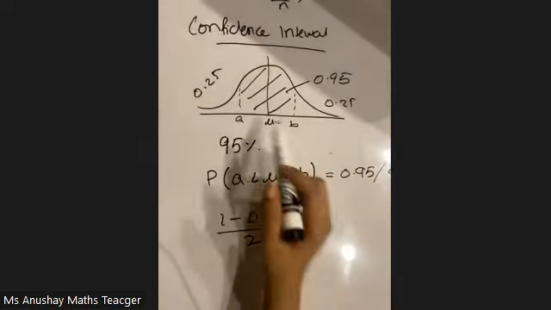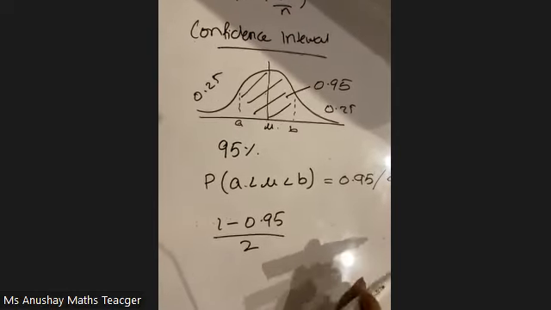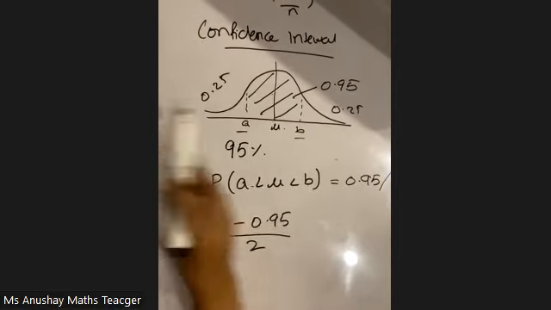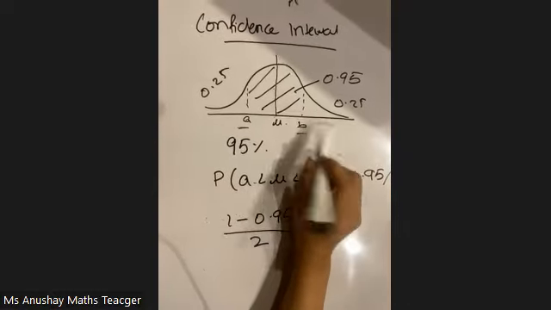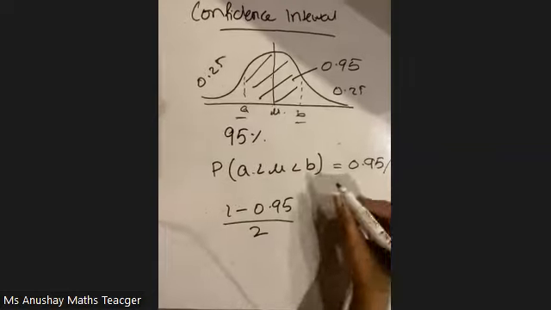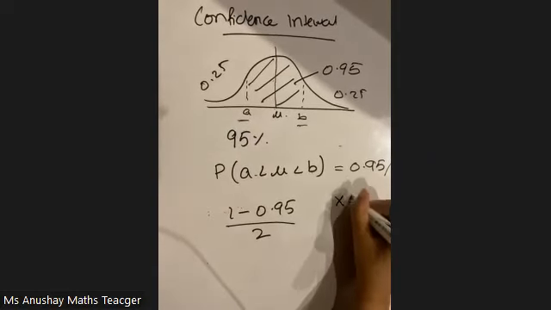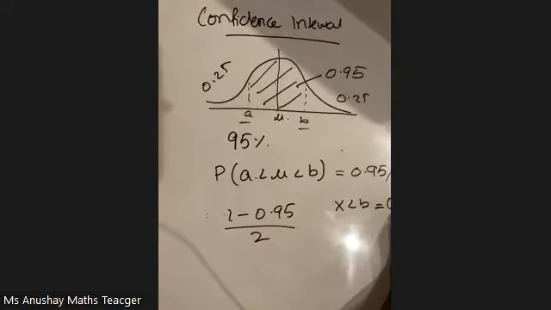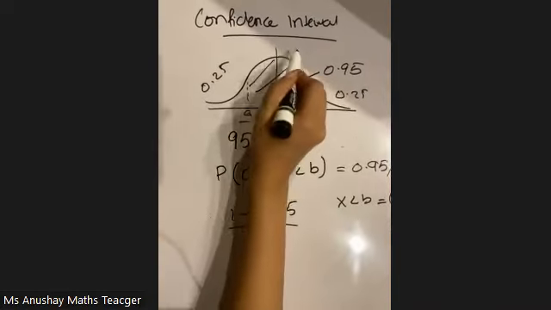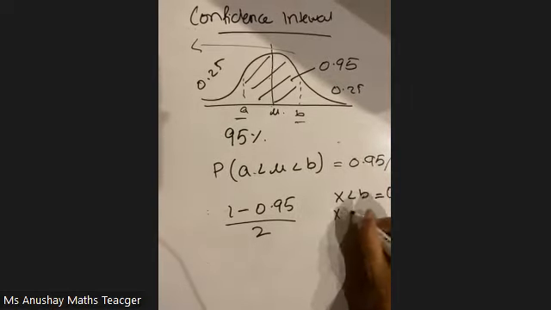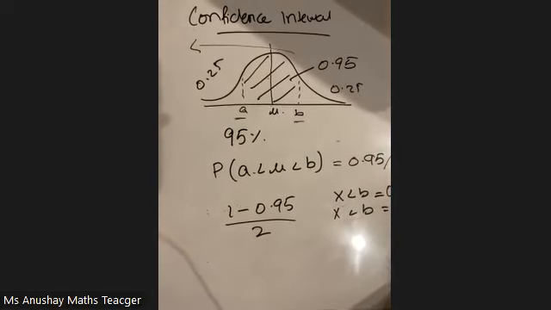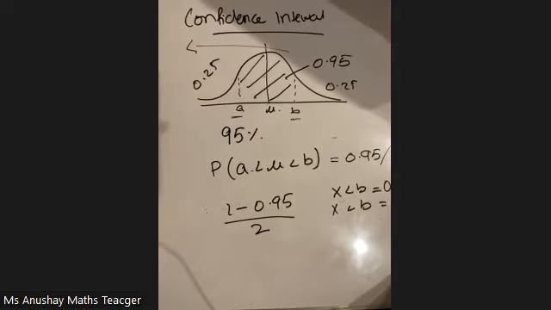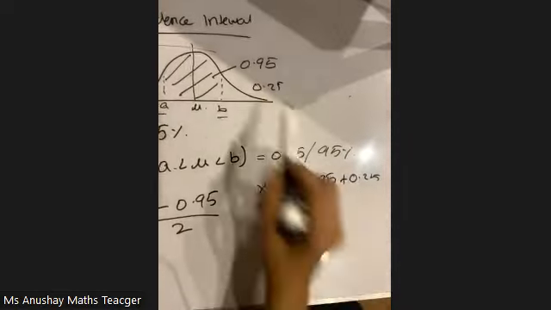Now they will either ask you to find the value of B or the value of A. So how can you find the value of B or A? You can do X is less than B is equal to how much? What is the probability? 0.95 plus 0.25, right? So X is less than B is equal to 0.95 plus 0.25.